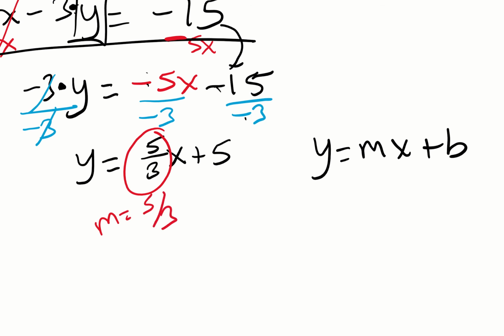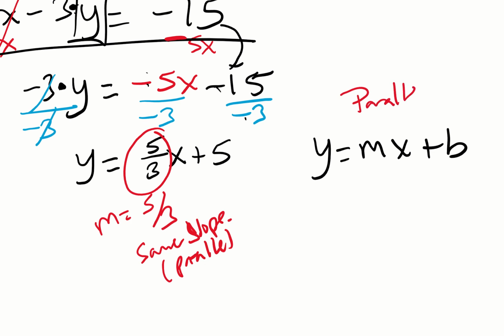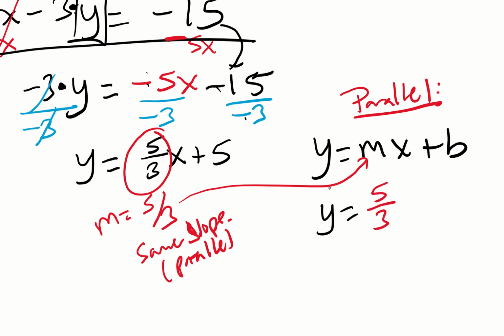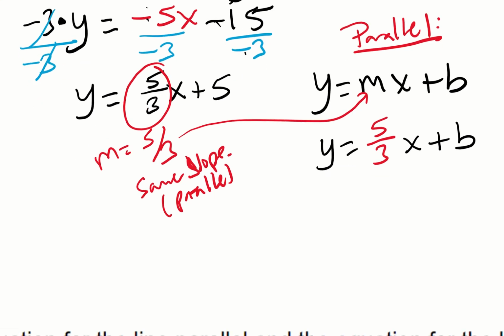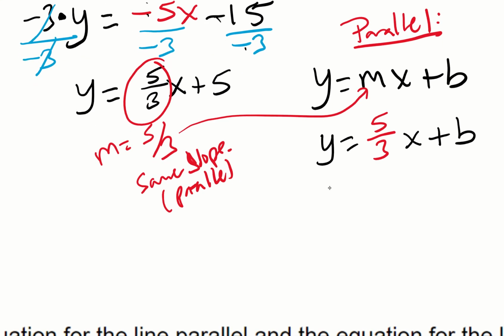So now that we know the slope, we have to use that same slope for the parallel line, right? Same slope for parallel. So if we want the equation of the parallel line, which is what we're doing right now, we need the same slope. So I'm going to plug this in right here. So we get y equals 5/3 x plus b. That's what we have so far. And we need to figure out what b is in order to solve this, in order to get the equation of the line. So how do we figure out b?